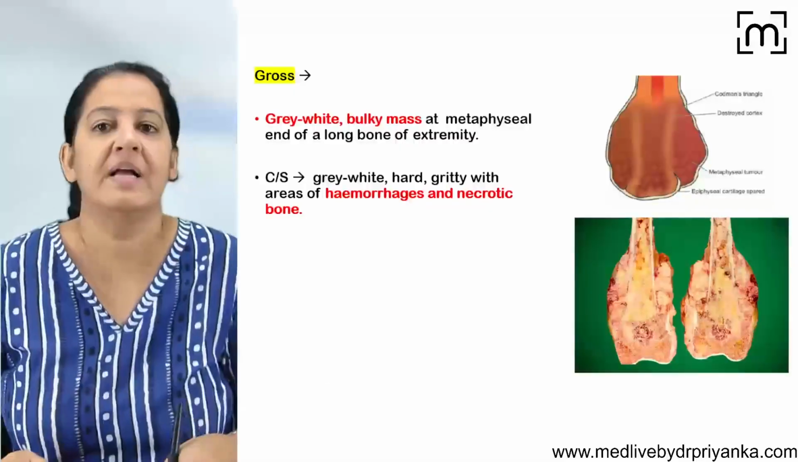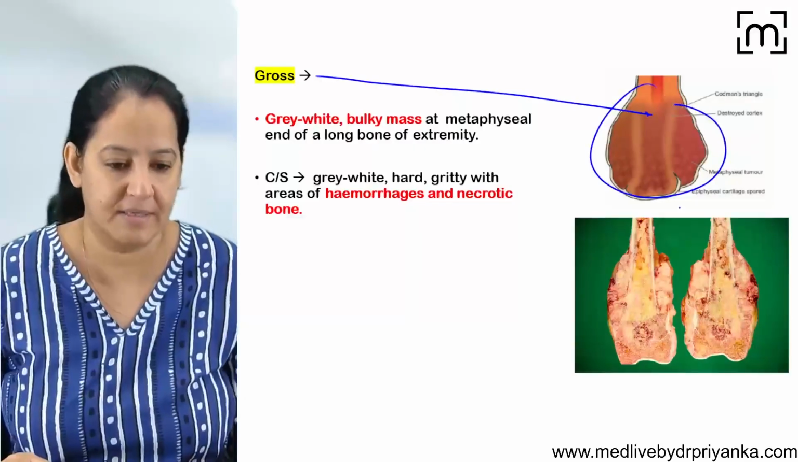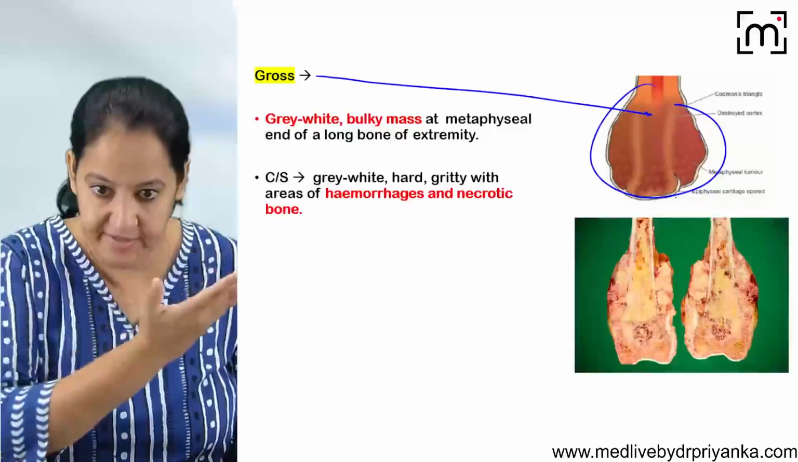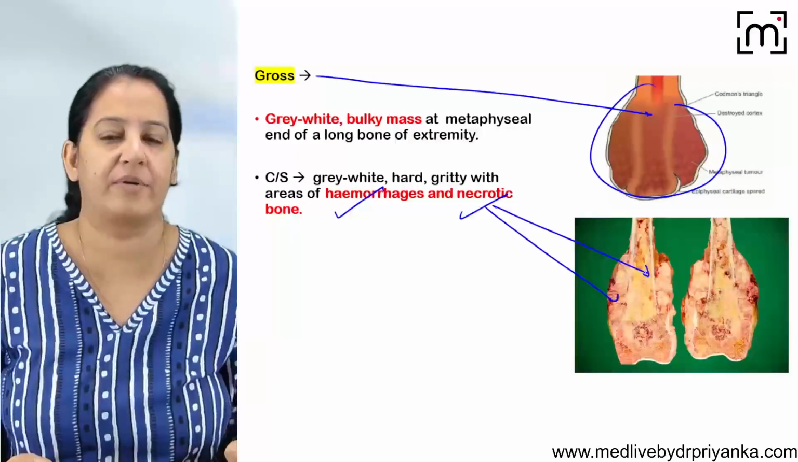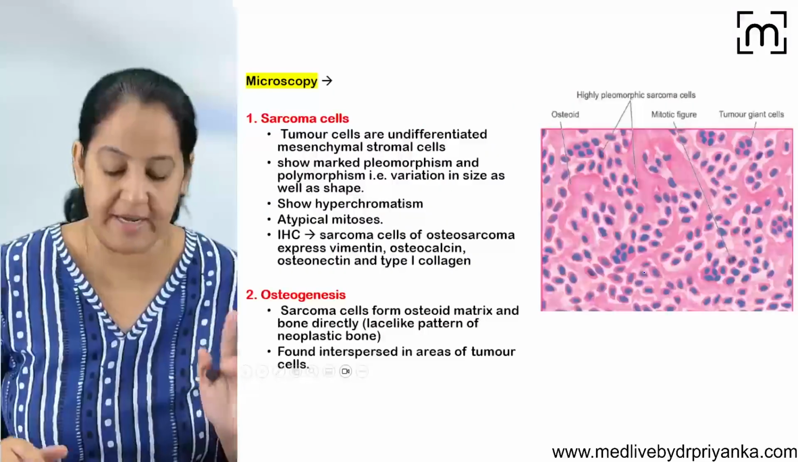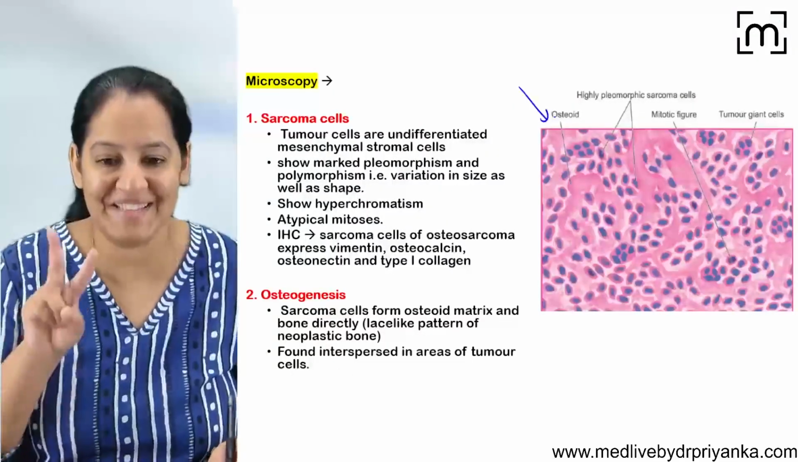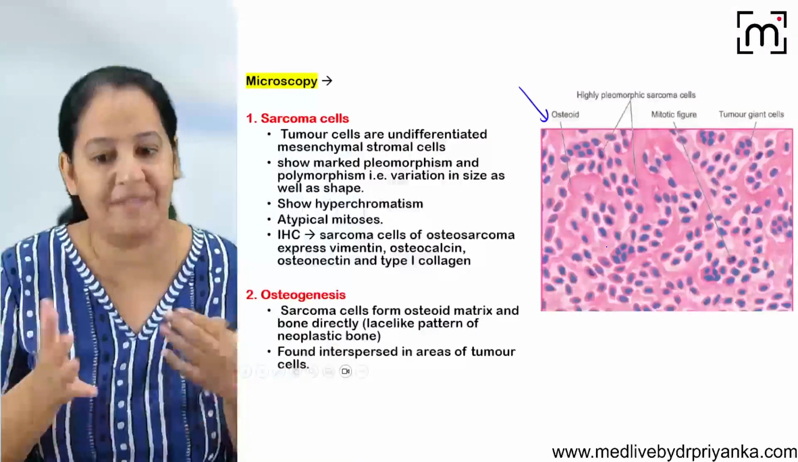Now coming to the gross. In the gross, you can see the tumor is appearing as a gray-white bulky mass. If you cut it, you can see the cut surface is hemorrhagic and necrotic. See the microscopy of the tumor. In the microscopy, in the image, I can see two things. Number one, tumor cells, and number two, the bone formed by the tumor cells.